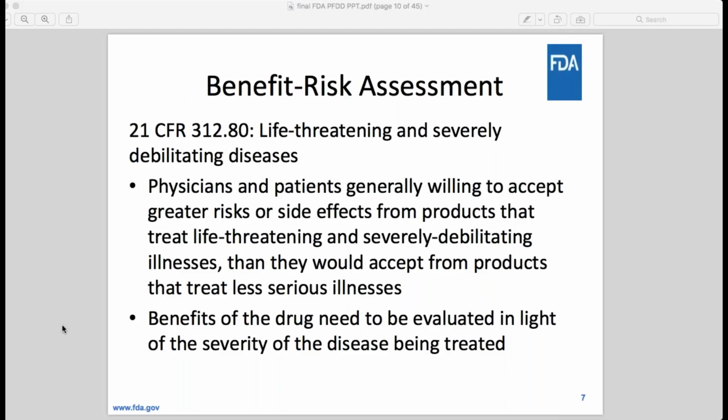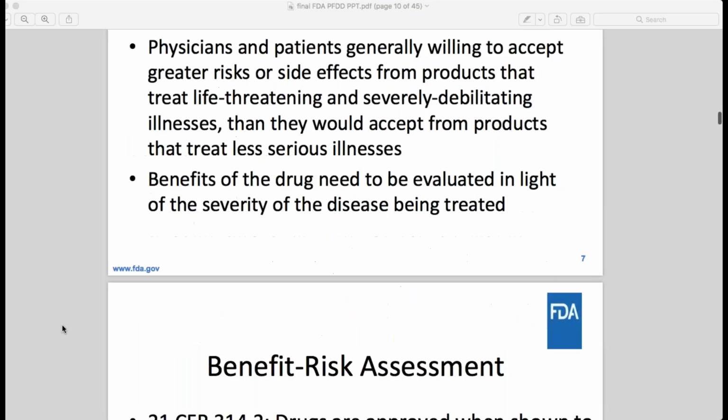Over the years, many patients, such as yourself, with many serious and life-threatening diseases have told, and indeed continue to tell the FDA that they would accept greater risks or side effects from products that treat life-threatening and severely debilitating illnesses than they would accept from products that treat less serious illnesses. This has become a guiding principle for the FDA in its benefit-risk assessments of a drug for a given life-threatening disease. That is, the benefit of a drug needs to be evaluated in the light of the severity of the disease being evaluated. Next slide.